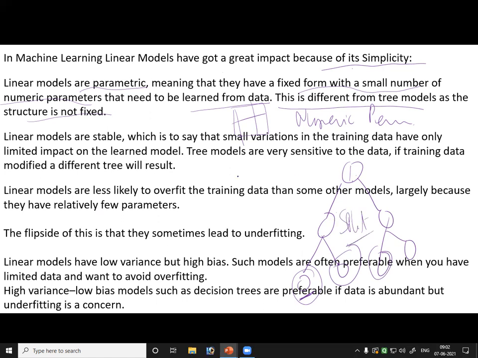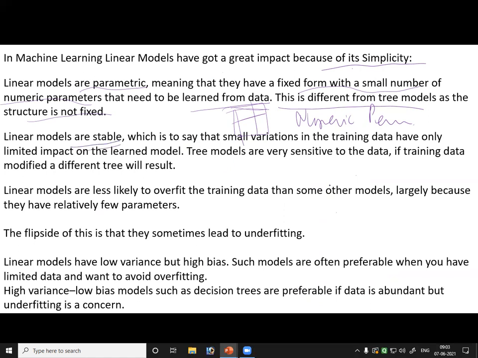But here we are not concentrating on the structure; that is not what is important to us. Here, the structure is not fixed, my dear friends. The structure is not fixed here. So that is the reason why it is called simple. And it just depends on some numeric parameters of the data. It depends mostly on the numeric parameters in the data. Right, linear models are stable.